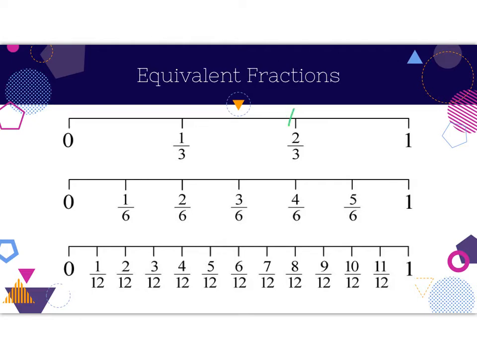If we have 2/3, we can use the number line to show that 4/6 is the exact same amount because the distance it takes to get from 0 to 2/3 is the exact same amount of distance it takes to get from 0 to 4/6.